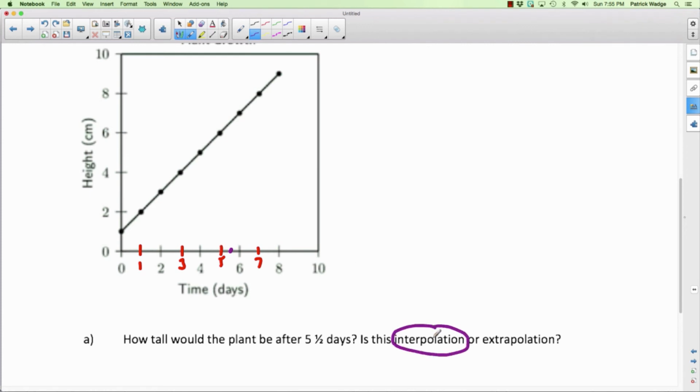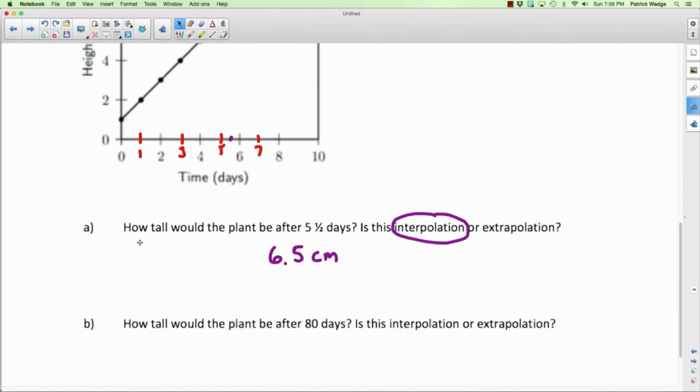So interpolation. All right, we're going to estimate 5.5. 5.5 is right there. So we go straight up from there. I'm actually going to draw a line straight up from there until it hits the graph. And then I'm going to go straight over to the left after that. And I get it right there. So how much is that? I guess 7 would be right here. So it looks halfway between 6 and 7. I'll call it 6.5 centimeters, I think is what I'm going to call that.